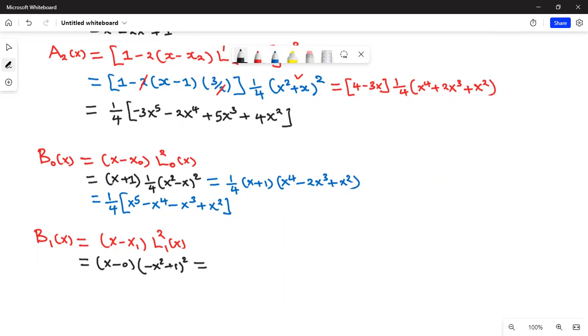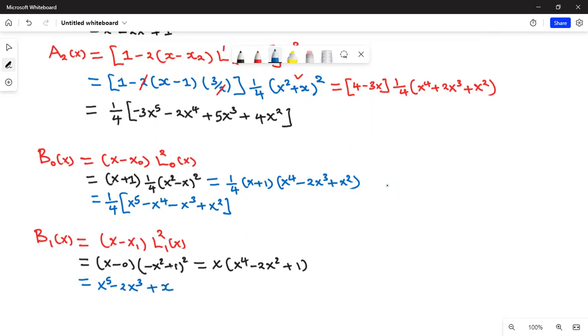When you work it out, we'll get x into x raised to 4 minus 2x squared plus 1. And so if I open the bracket completely, I should be able to get x raised to 5 minus 2x cubed plus x.